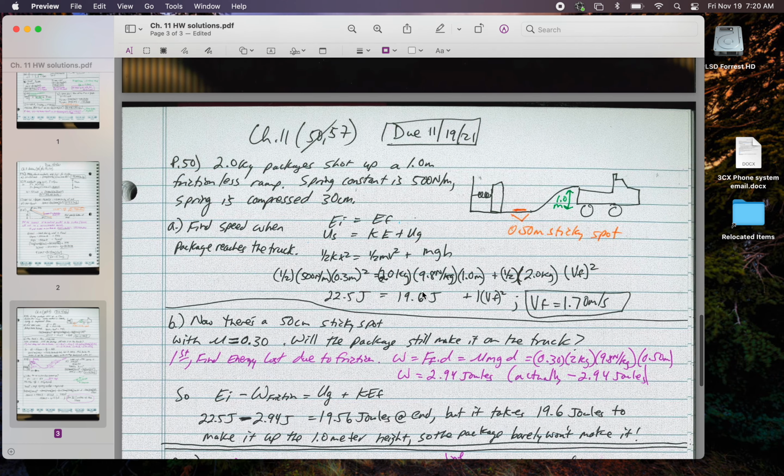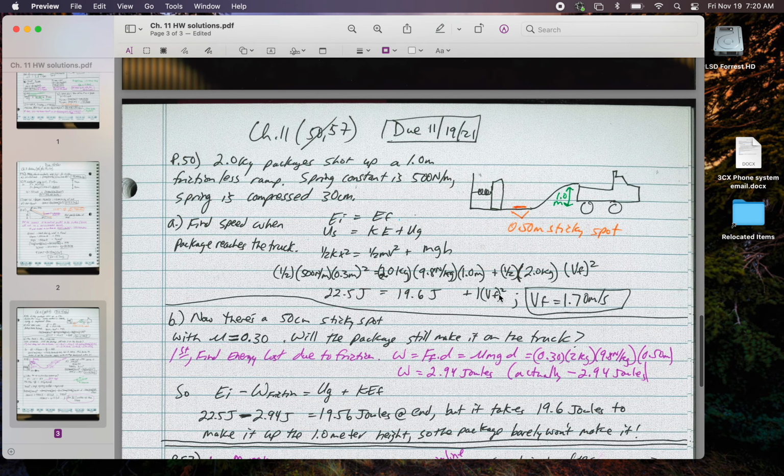For number 50, this was kind of weird, but you have this sticky spot here. So you've got this thing pushing up a hill. Spring constant was given. And I don't know if I wrote that up there.